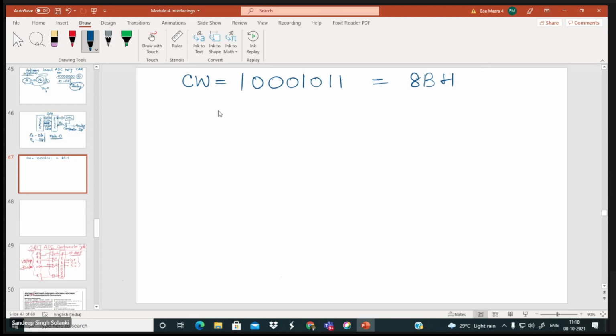Okay. So the 8B is your control word. And what is the address for the control register? Control register you have to use. What is the address you will be using? What was our decision? Sir, 1, 1. 1, 1 we have decided, or 80, 81, 82, 83?